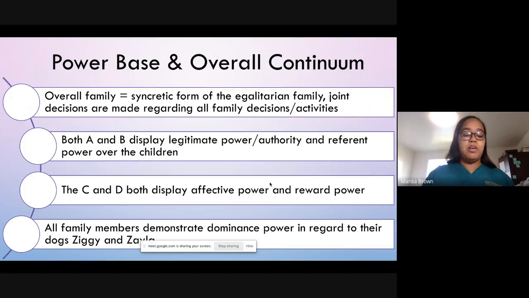C and D both display affective power and reward power. The boys will distance themselves when they are upset or mad about something and usually do not do what they're told unless they are provided with a snack as a reward. The family members demonstrate dominance power in regards to the dogs Ziggy and Zayla to get them to stop barking and to potty train the younger dog.